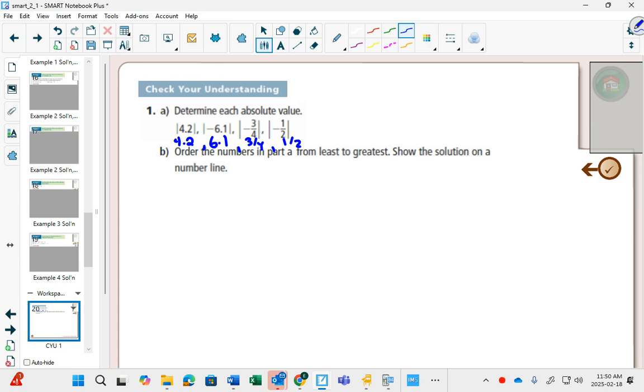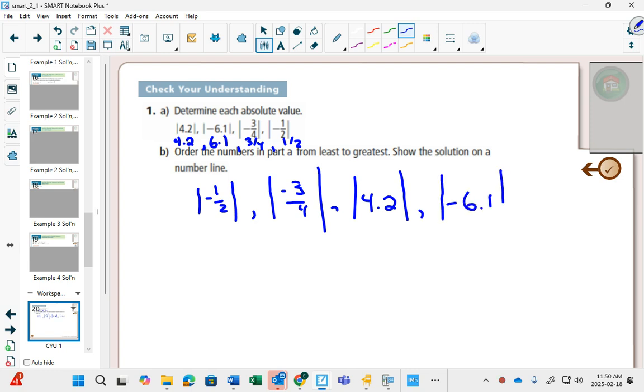So if we wanted to order these from least to greatest, we would start with this one, which would be the one that's the least, because it's actually equal to 1/2. Then you would have this one. Oh, that looks bad. And after that would be 4.2. And finally, negative 6.1 is the biggest. Sort of have to make your absolute value lines a little bit longer so your brain doesn't confuse them with ones.